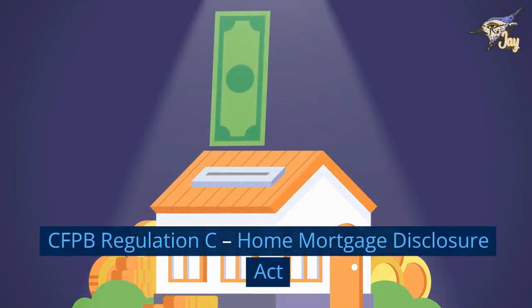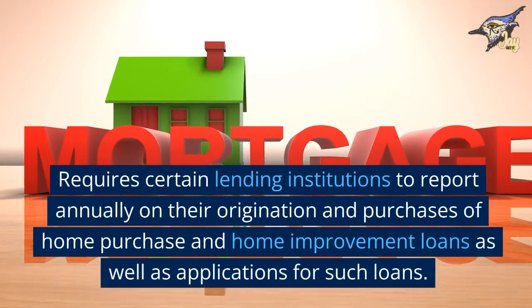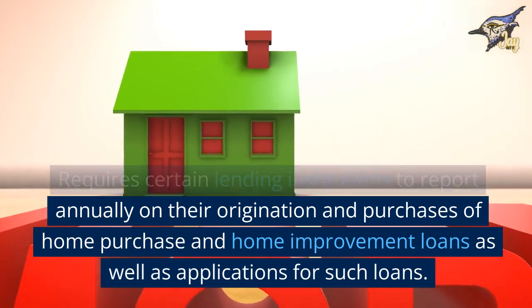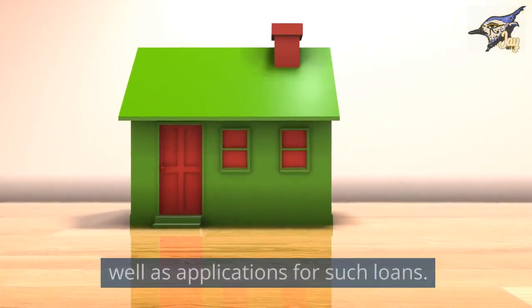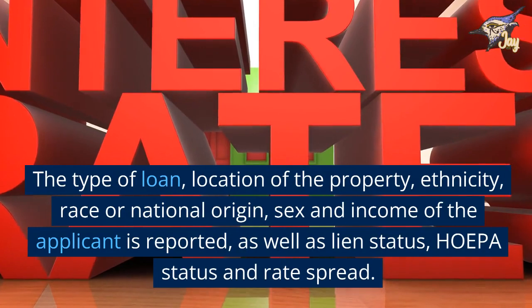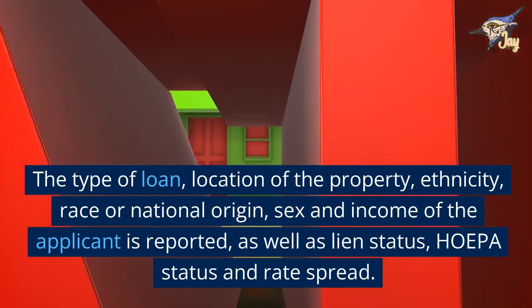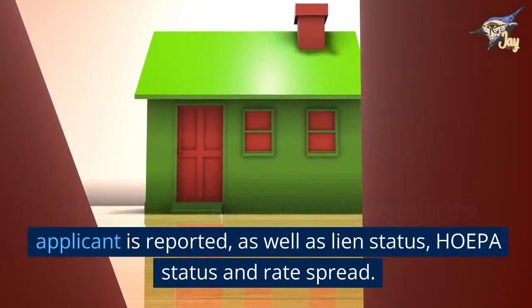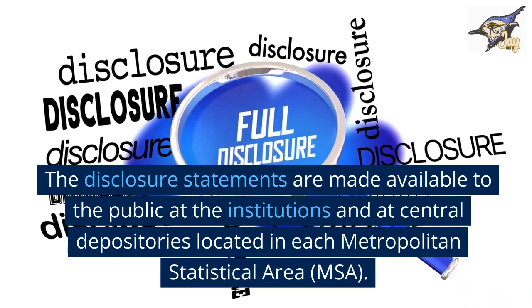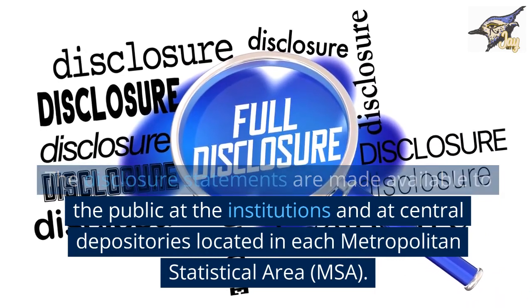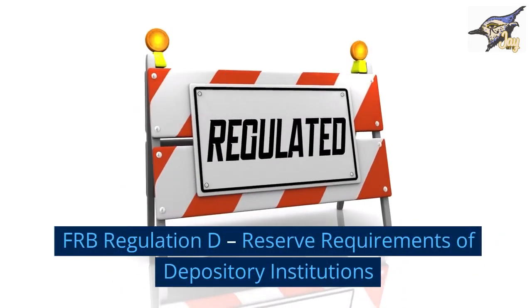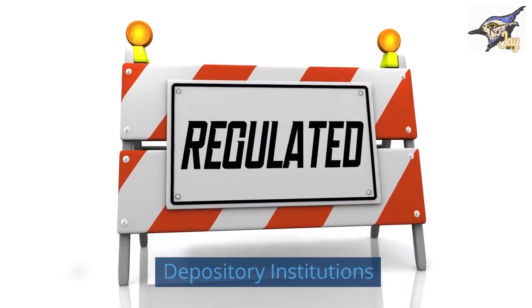CFPB Regulation C, Home Mortgage Disclosure Act. Requires certain lending institutions to report annually on their origination and purchases of home purchase and home improvement loans as well as applications for such loans. The type of loan, location of the property, ethnicity, race or national origin, sex and income of the applicant is reported, as well as lien status, HOEPA status and rate spread. The disclosure statements are made available to the public at the institutions and at central depositories located in each metropolitan statistical area, MSA.